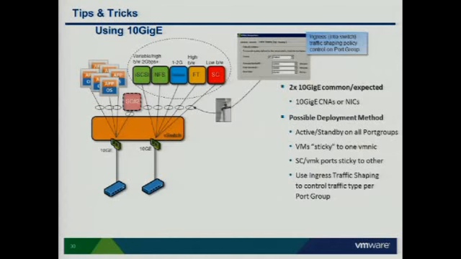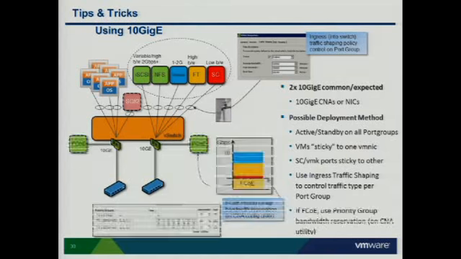And we can use ingress traffic shaping to control the traffic type per port group. So we talked about that earlier, setting that policy on the port group itself. And then if you're using Fibre Channel over Ethernet, use a priority group bandwidth reservation on the CNA utility. So you'll have to go in on that config utility to configure that.